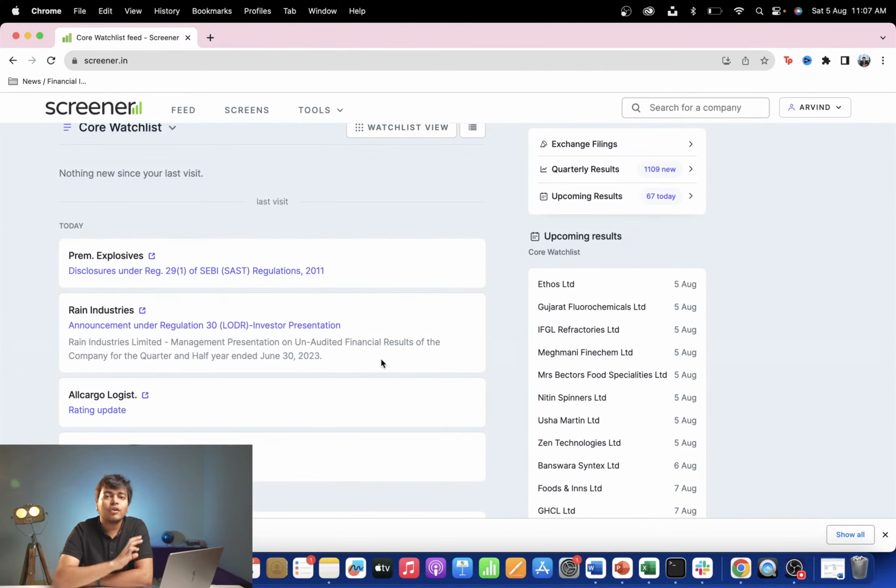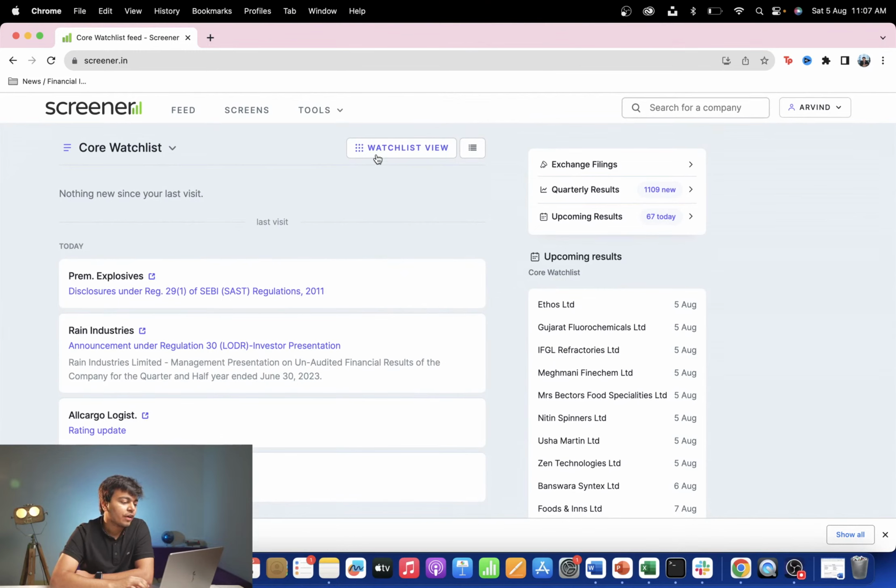updated here. So it becomes a one-stop place where you get to know about the company, and I'm pretty sure screener sources the data from the right places, and automatically the data comes in here. All right, so now let's go to the part where we actually discuss how to read a stock, how to analyze a stock.